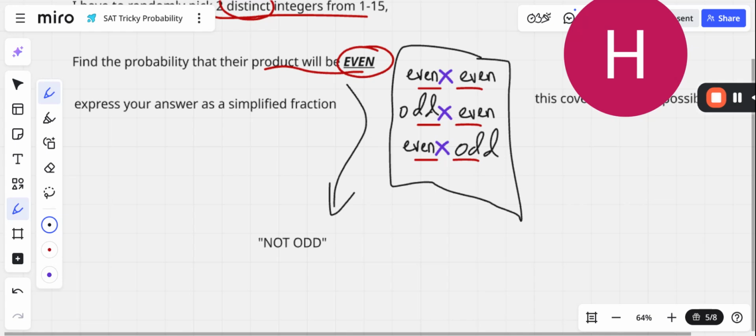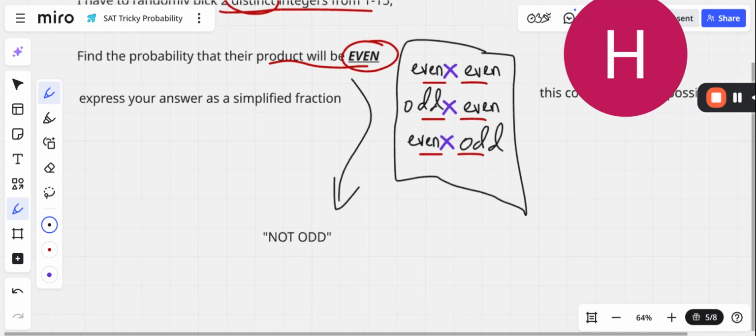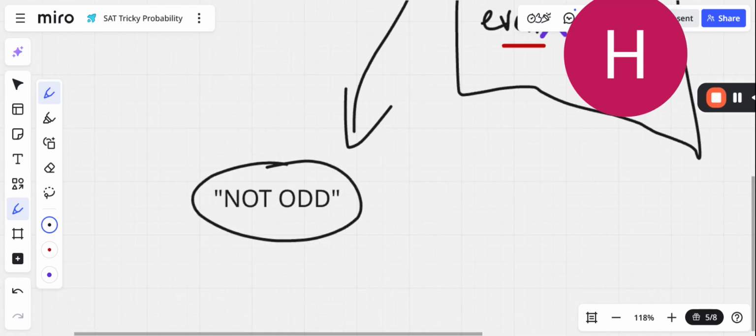That's up for debate. You can leave your opinion in the comment whether or not 0 should be considered even. I think it is, but you could probably make an argument that it's neither. Anyways, we want the product to be even, which means we want it to not be odd.